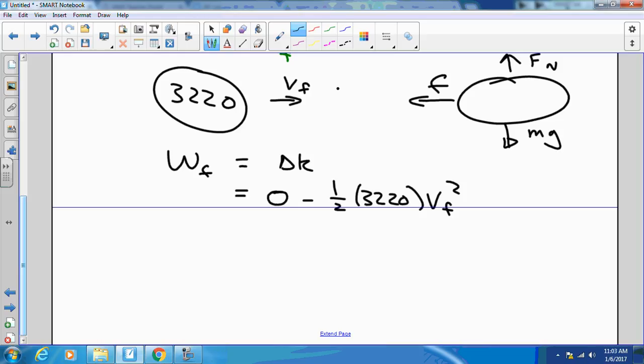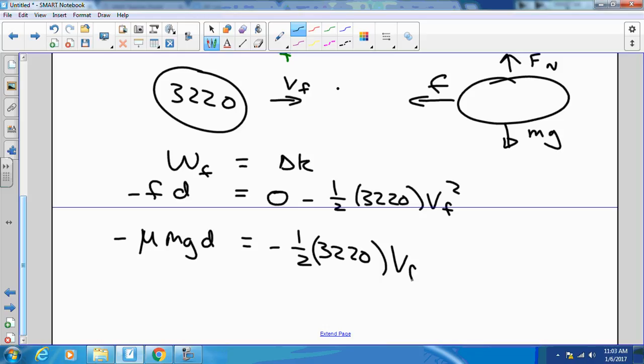I'm going to give you a little bit of leeway because you guys are good. So therefore the work done by friction is going to be equal to negative F times the distance traveled, which is the same as negative mu mg times the distance traveled.